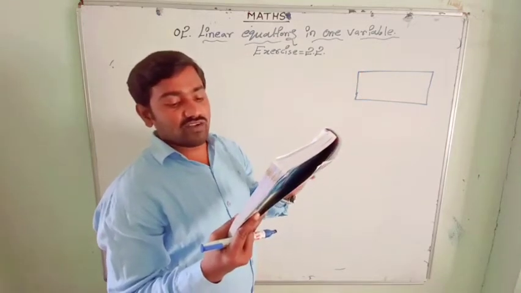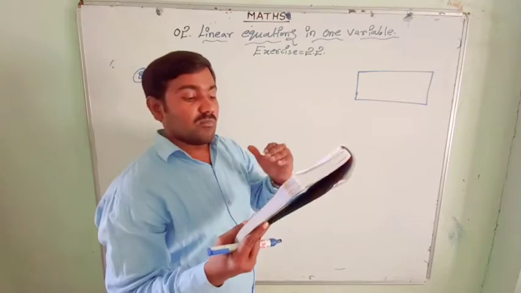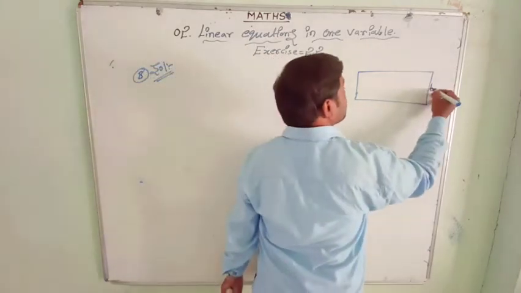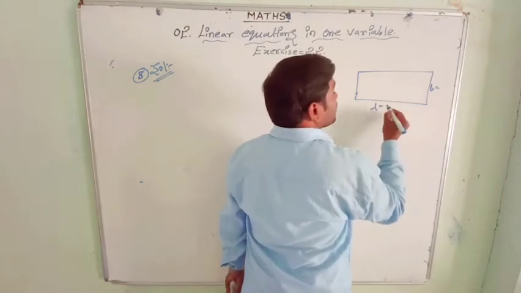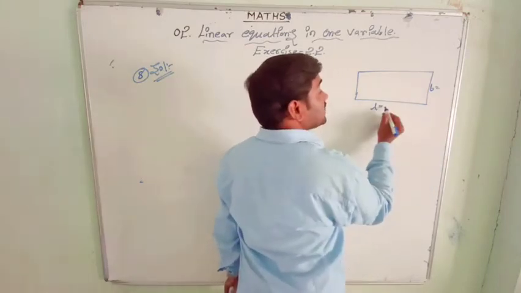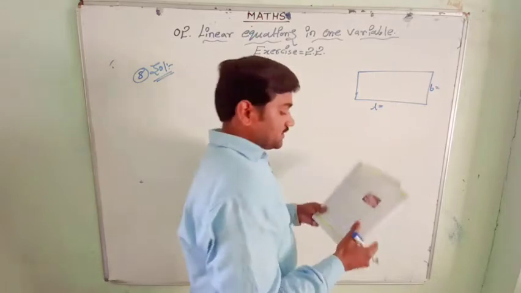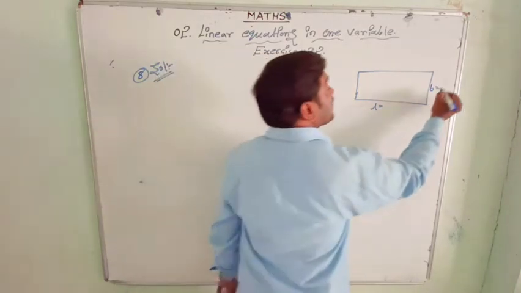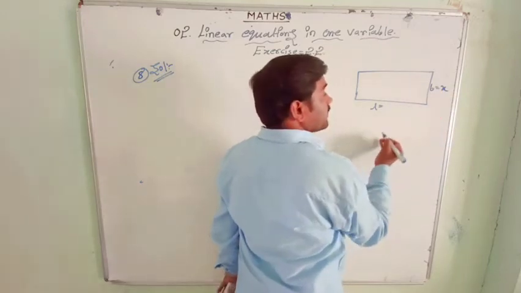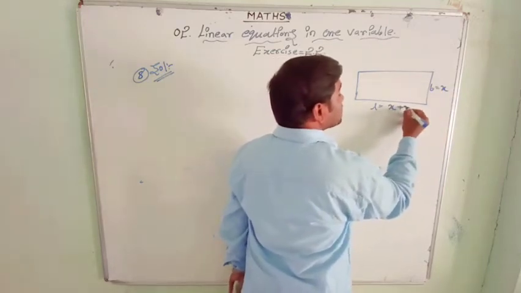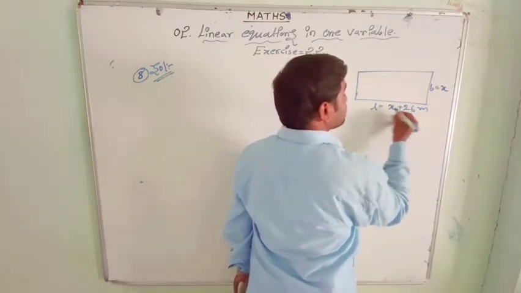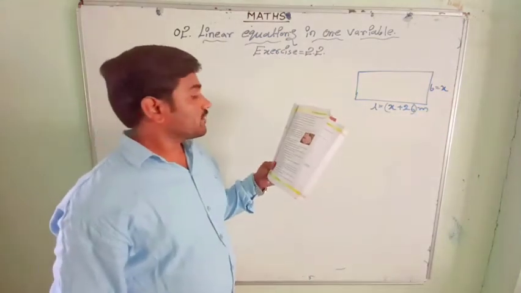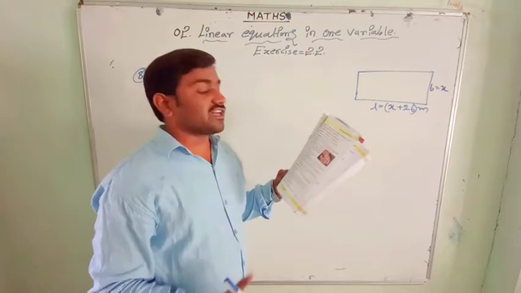If the length of the field is 26 meters more than the breadth. Here they did not give what the breadth is, but they said that the length is 26 meters more than the breadth. If you assume the breadth like x, then the length will be x plus 26 meters. Then calculate the length and breadth of the field.